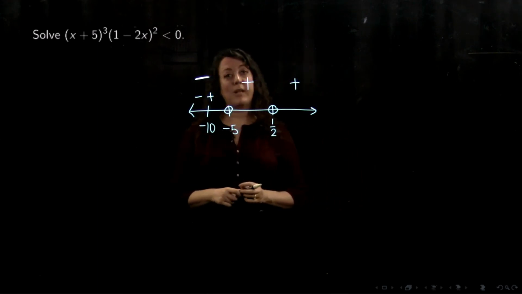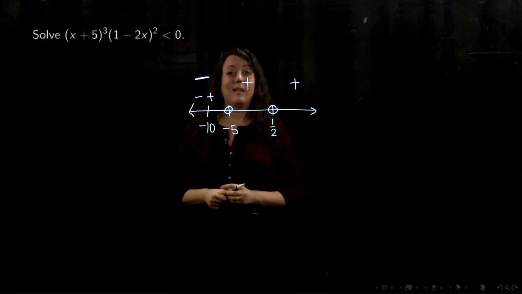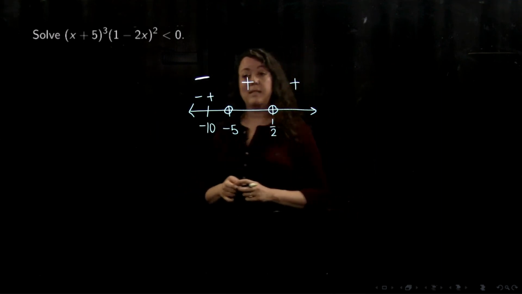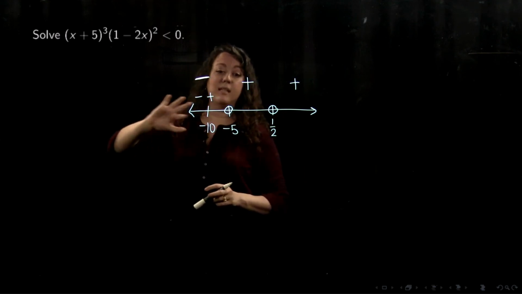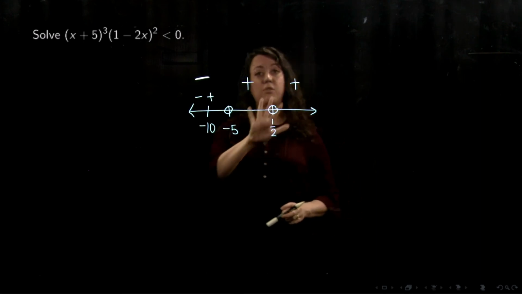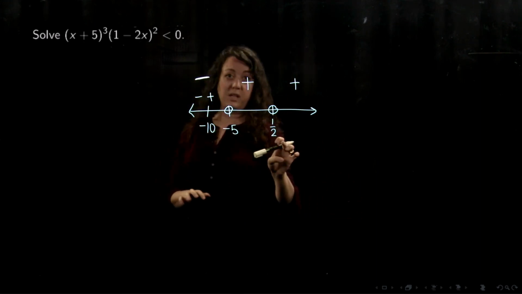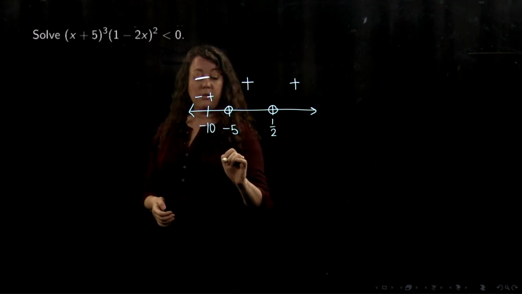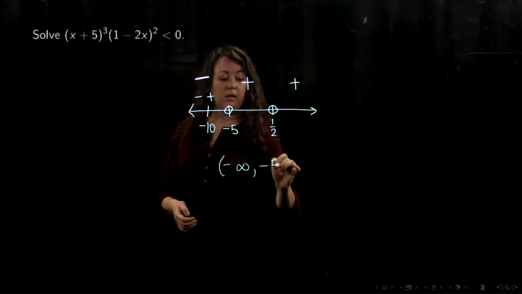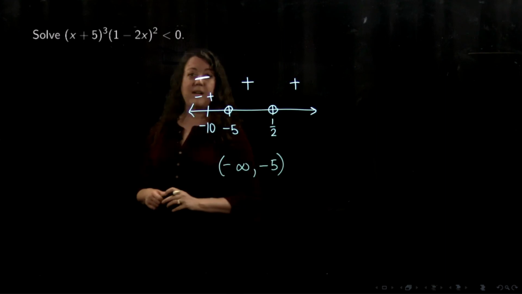All right, what's the question asking for? It's asking me where that expression is less than 0. Which of these is less than 0? Everything to the left of negative 5. All of these other ones are positive, so those are greater than 0. These points are equal to 0, though, and those don't get included. So my only interval for my solution goes from negative infinity to negative 5.